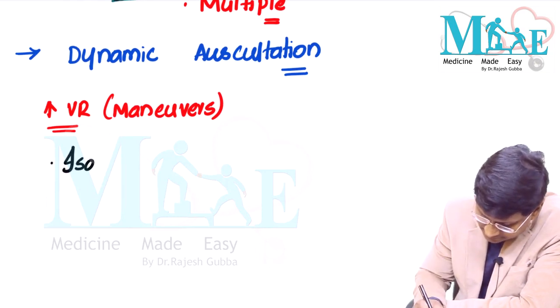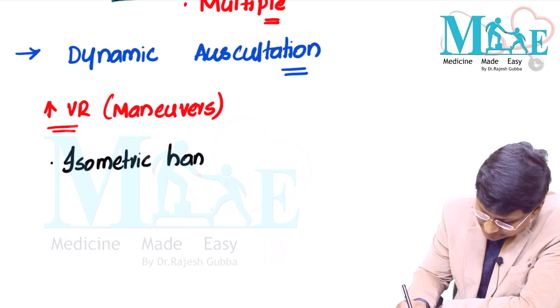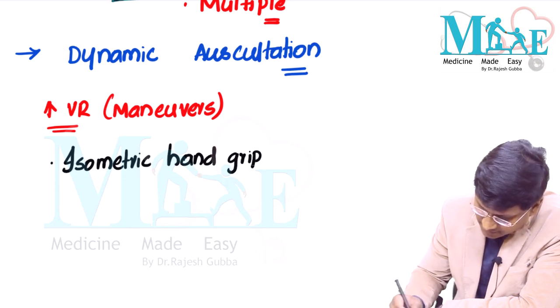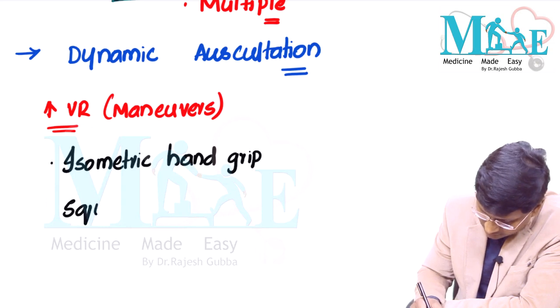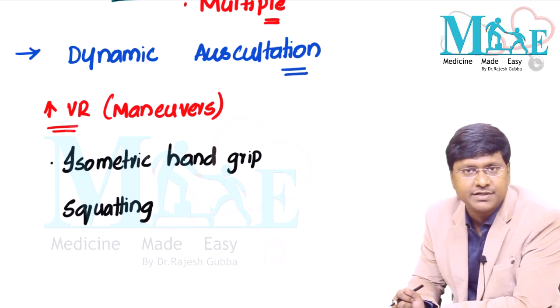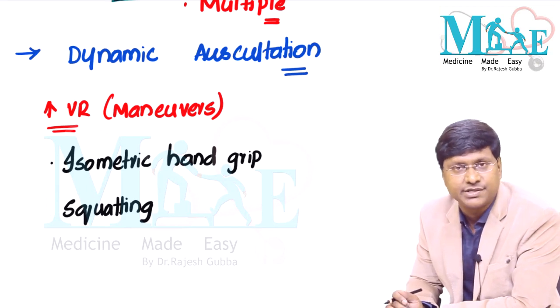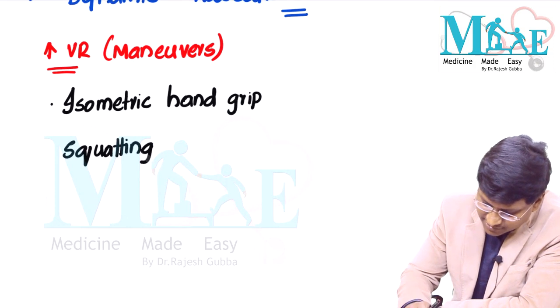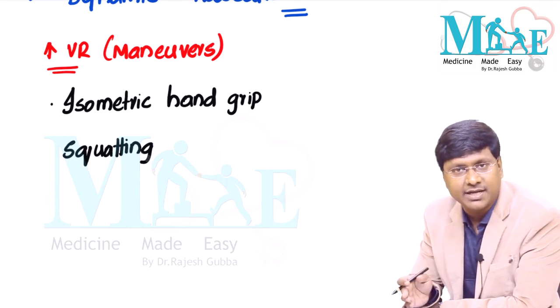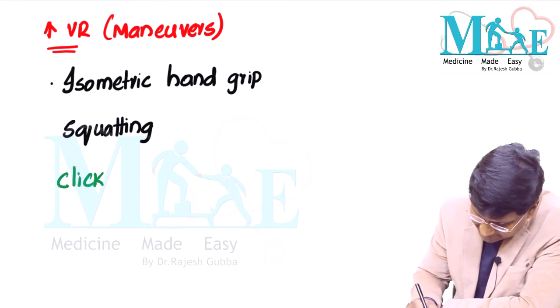Number 1, isometric hand grip. Number 2, when the individual does squatting. These are certain maneuvers where the venous return can be increased. The other maneuvers are also there. That is whenever the individual lies in the supine position from standing position, or whenever the individual does a passive leg raising. All these maneuvers increase the venous return. Now, whenever the venous return is increased, let me tell you what will happen to the click, what will happen to the murmur. What will happen to the click? The click is delayed.